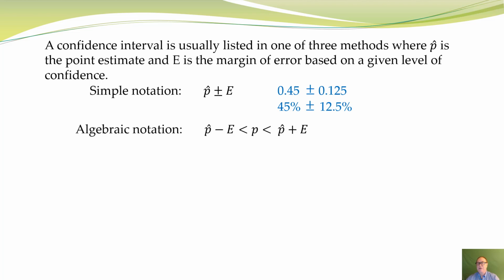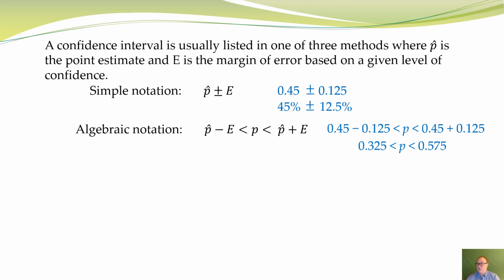Algebraic notation. You could say P is greater than P hat minus E, less than P hat plus E. This is trapping the population proportion between a lower limit and an upper limit. So, in this case, we'd have 0.45 minus 0.125 and 0.45 plus 0.125. Do the math. Now we get P is greater than 0.325, less than 0.575. Now we have an interval.